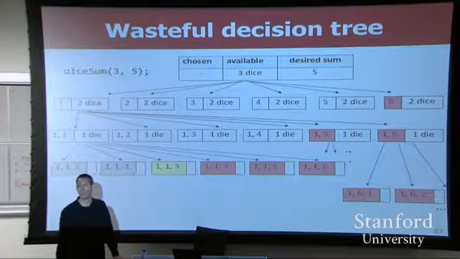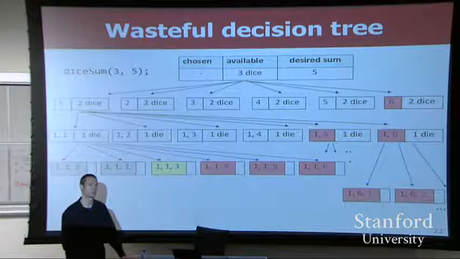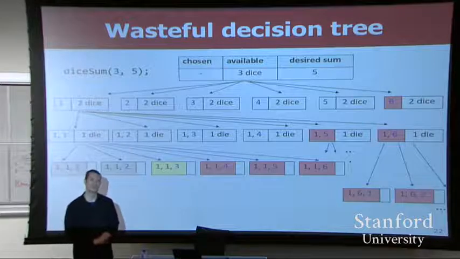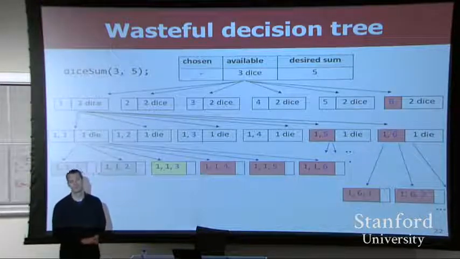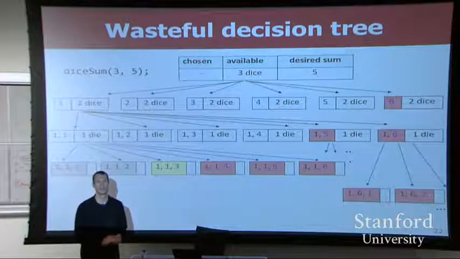Are there any other paths, types of paths, that are not worth exploring? Yes, what do you say, sir? Yeah. If the sum of the dice you've already rolled plus 6 times the amount you will roll is less than the desired number.